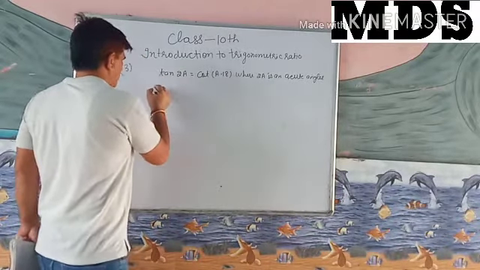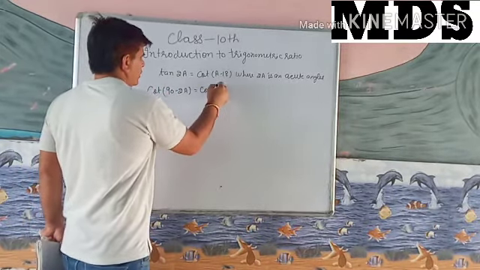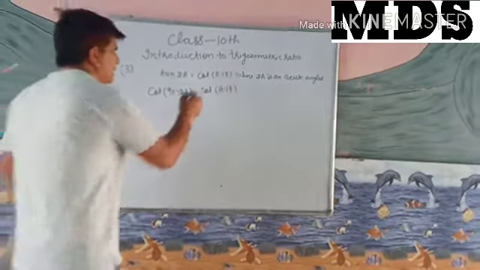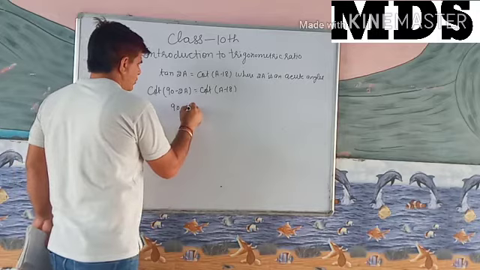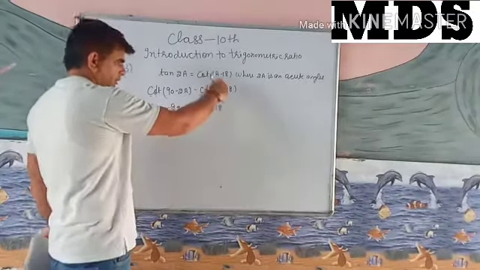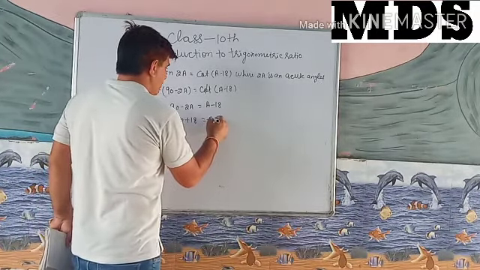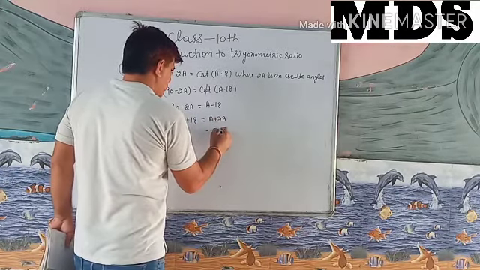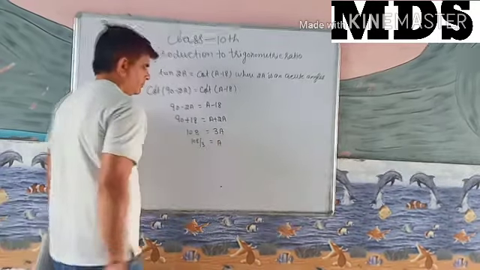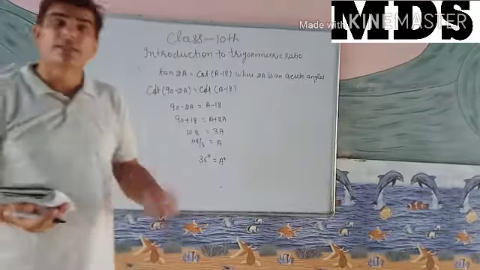This we can write as cotangent (90 minus 2A) is equal to cotangent (A minus 18). This cancels this, so it means 90 minus 2A is equal to A minus 18. Take 2A to this side and 18 to this side. So 90 plus 18 is equal to A plus 2A, which is 3A. 3A is equal to 108, which means A equal to 108 divided by 3, which is 36 degrees. A value is 36 degrees.